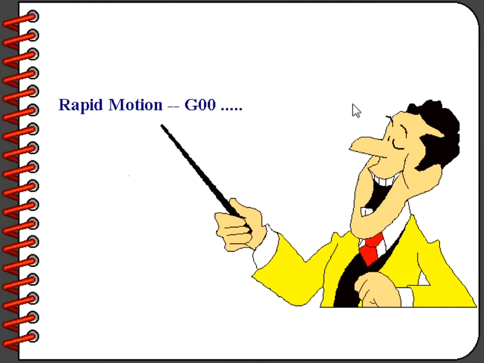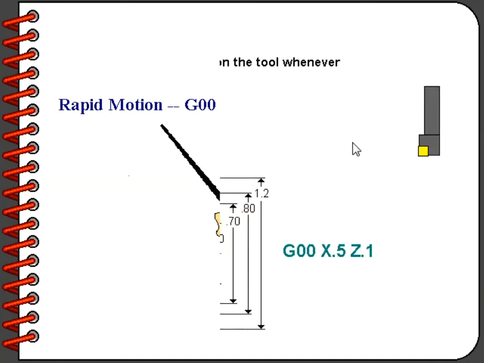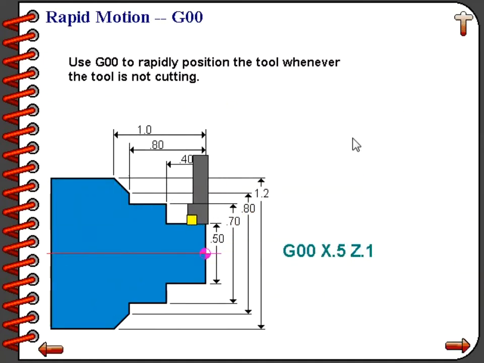Rapid motion, G00, our first motion command. The G00 command is used to rapidly position the tool whenever it is not cutting. For example, when we need to bring the tool from the tool change position up to the workpiece, we want to do this as fast as possible. So we would command the G00 command. That would have the tool move as fast as it can possibly go.